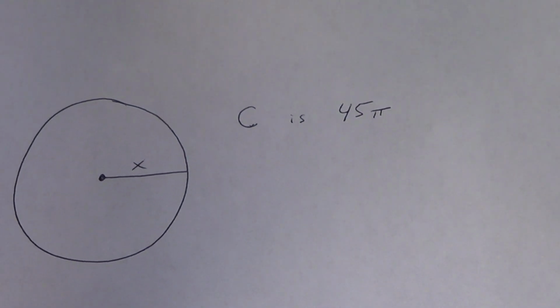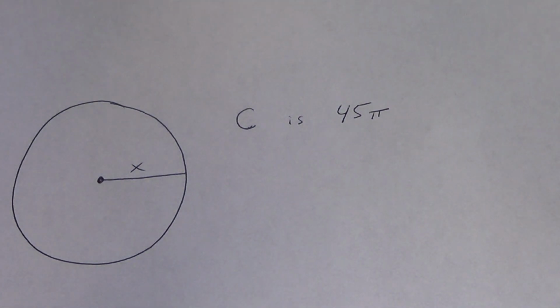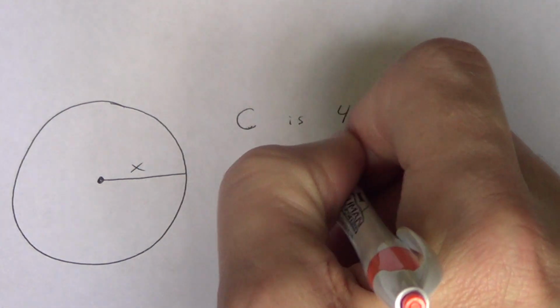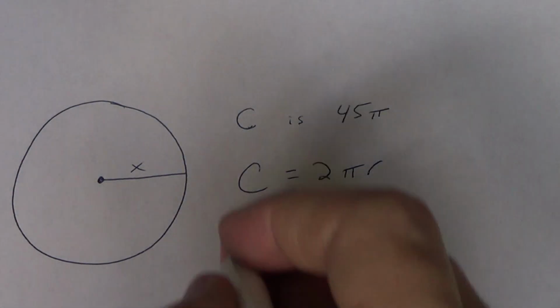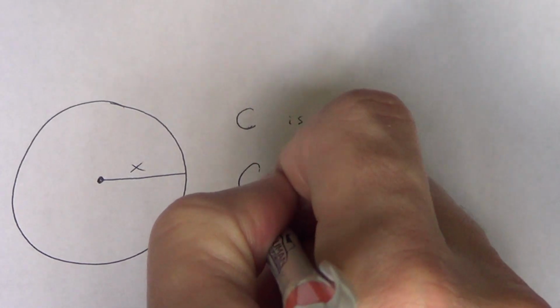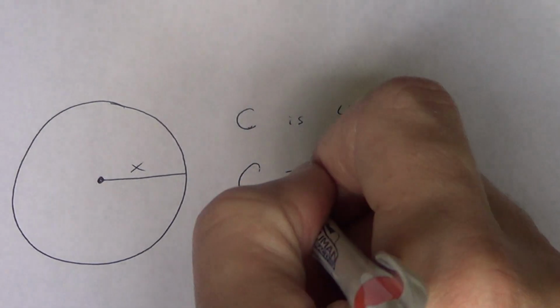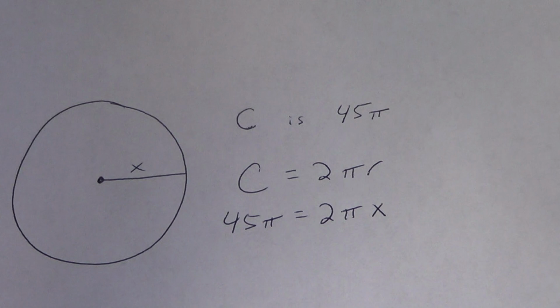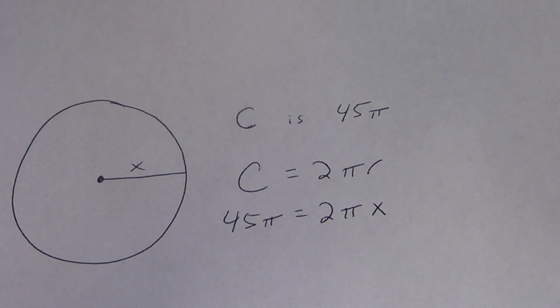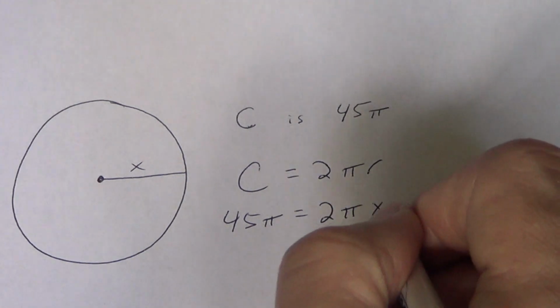This time I told you the circumference, and I'm asking you to find the radius. Okay, but we're still going to use our formula. Circumference equals 2 pi r. The circumference is 45 pi, so I'm going to put that where the C is, equals 2 pi, and our radius is x. Our goal is to get x by itself, so this turns into an algebra problem. So we need to get x by itself. That means we need to divide.